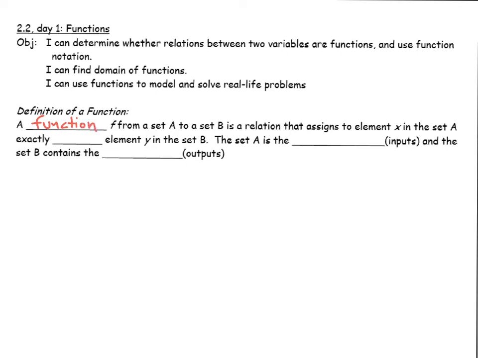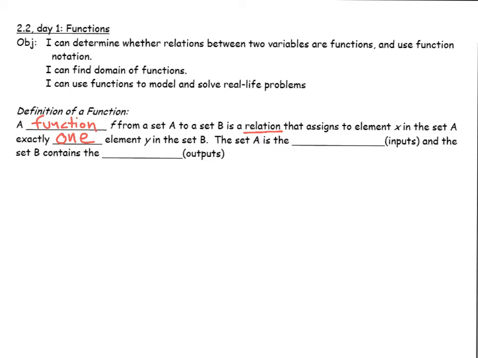A function f from a set A to set B is a relation, okay? A relation in math is any way of basically pairing two numbers together. Actually, in some cases it can be more than two numbers, but in our case, we'll say two. It assigns elements x in set A to exactly one element y in set B.